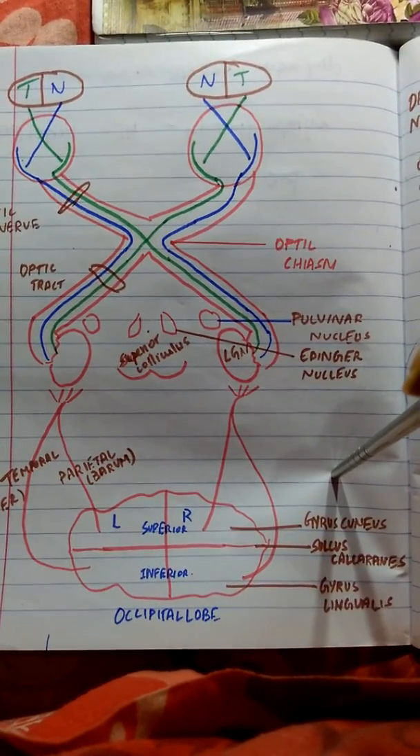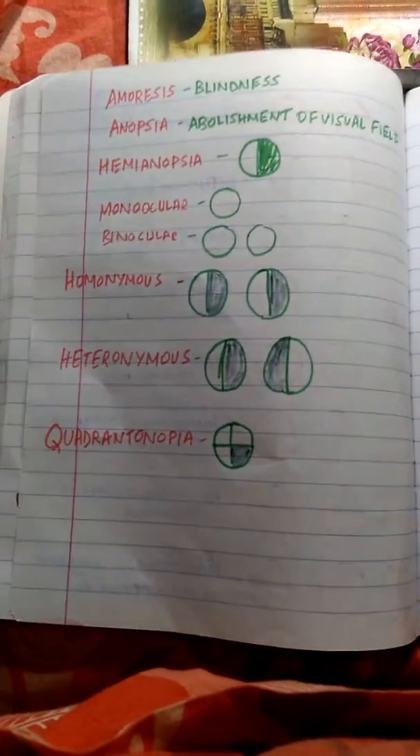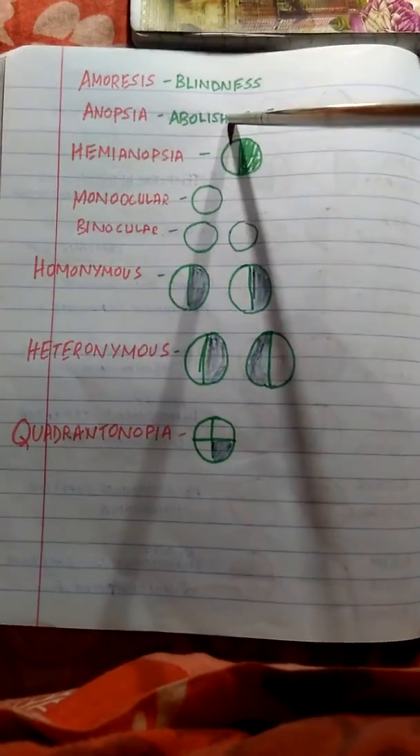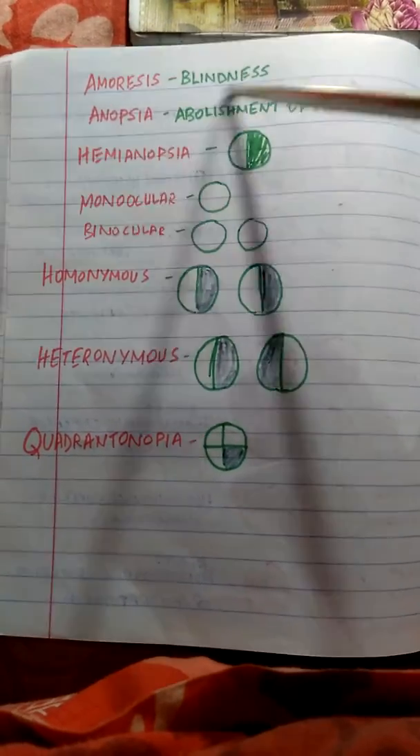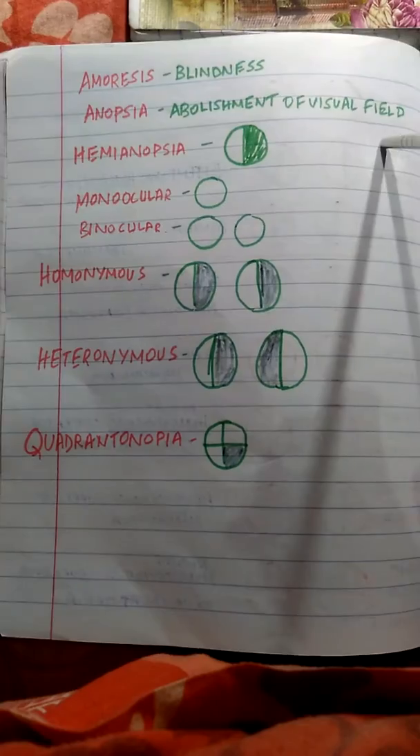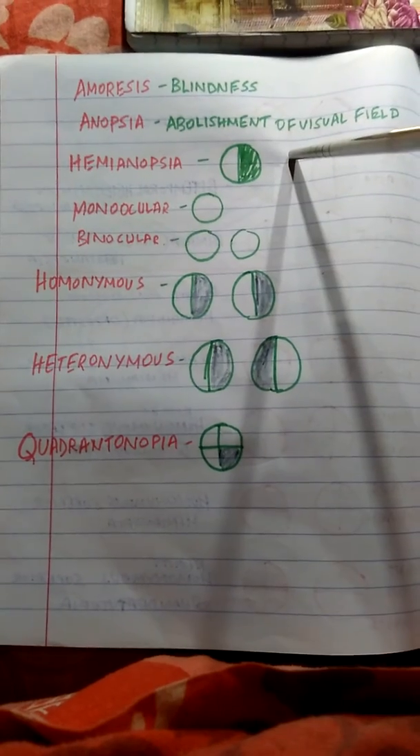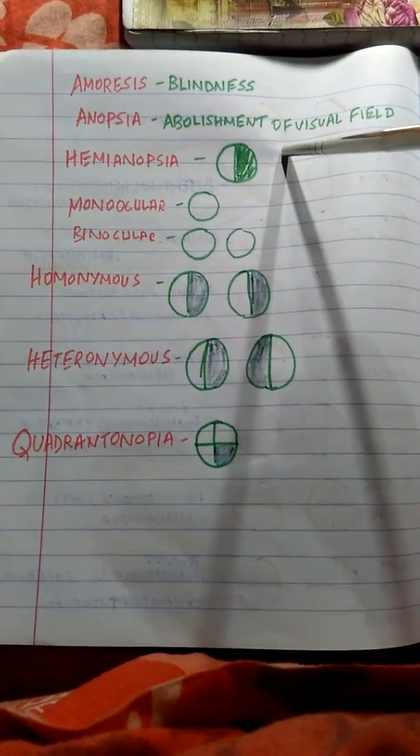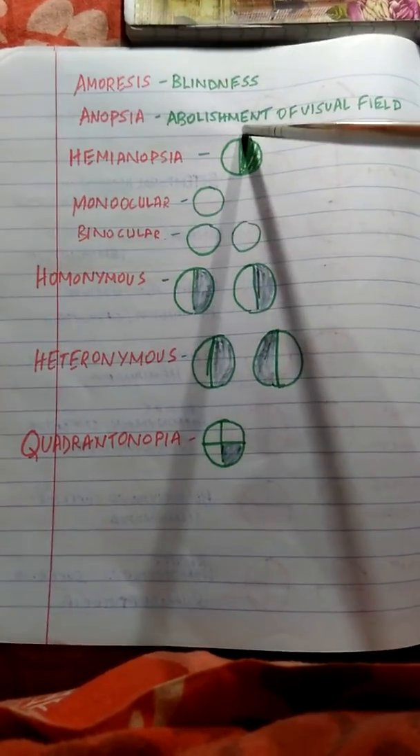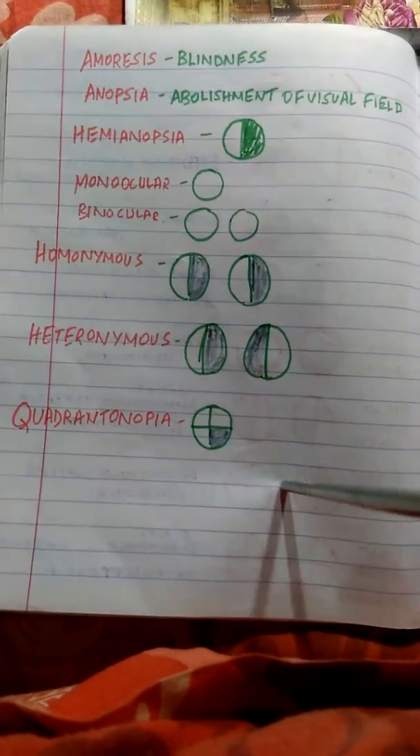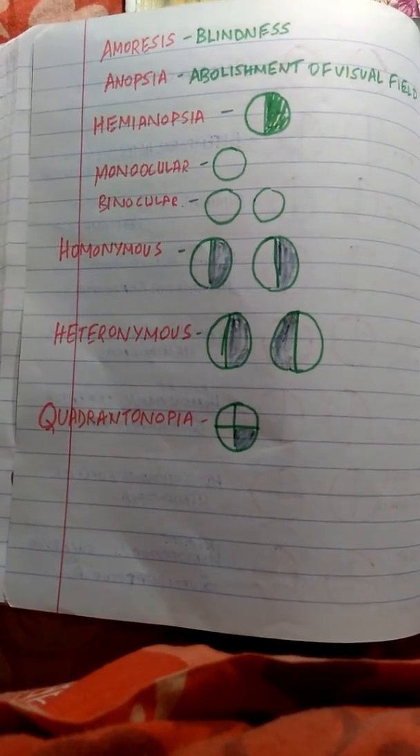So let's talk about the basic terminology of the visual field defects. Amaurosis is a blindness which occurs in both the eyes. We cannot see with both the eyes. If there is abolishment of visual field, like we cannot see one part or the whole part of one eye, we call it anopsia. Then we have hemianopsia, in which we cannot see half of the visual field, and we also have quadrant anopsia, in which we cannot see one quadrant.